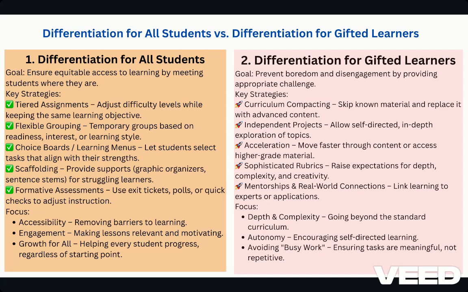We need to allow these students to do self-directed projects and in-depth exploration about any topic about which they are passionate. We also have to move faster through content or give access to higher level material. As I said earlier, we have to design a sophisticated rubric which specifically focuses on raised expectations for depth, complexity, and creativity. Mentorships and real world connections, linking learning to experts or application of the learning, are important for these types of learners in your classroom.